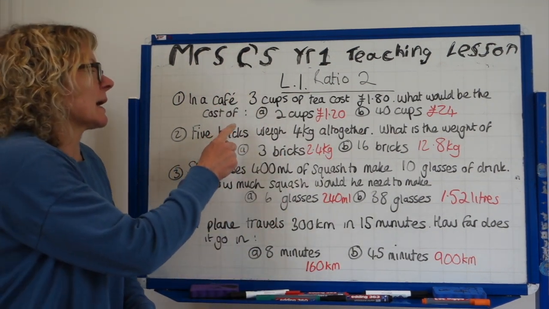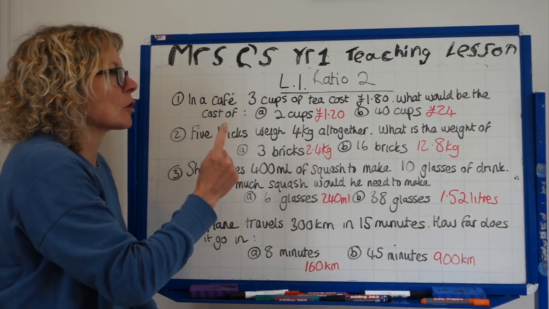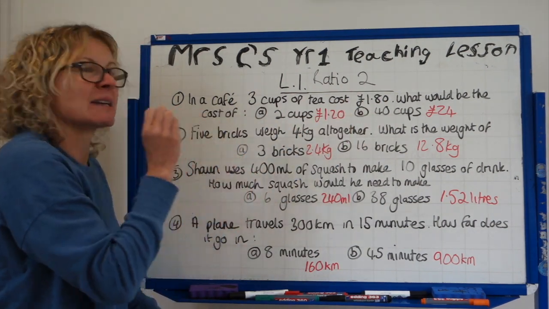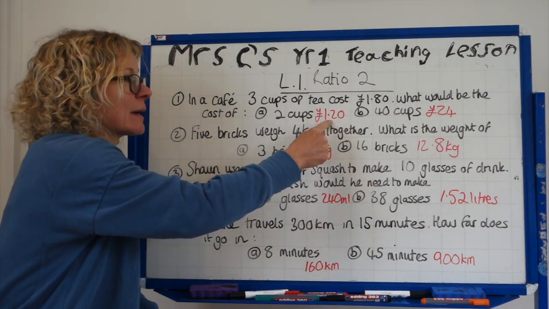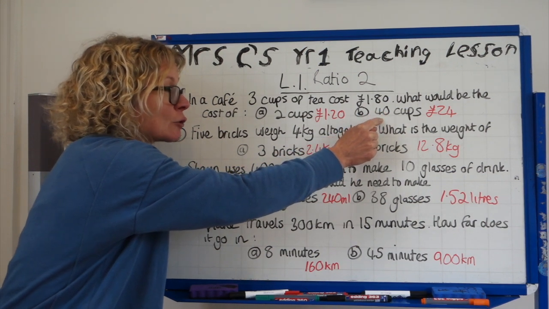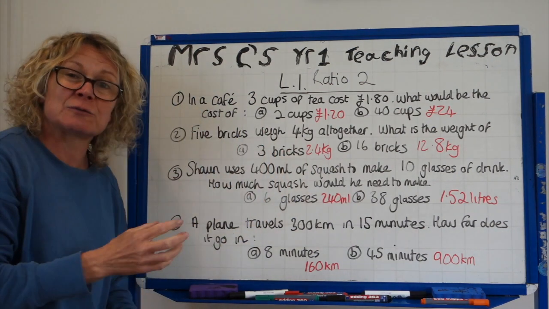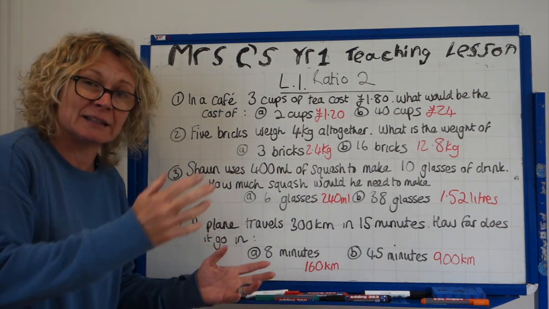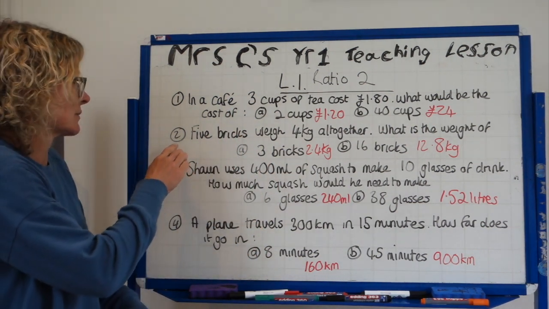So we have your 3 cups costing £1.80. So 1 cup is £1.80 divided by 3, which makes 60p. So 2 cups is going to be double 60p, which is £1.20. Then you're going to have to times it by 40, that's 60p, to get £24 for the cost of 40 cups. If you take the whole class in and some of the mums as well, lots of money on cups of tea.